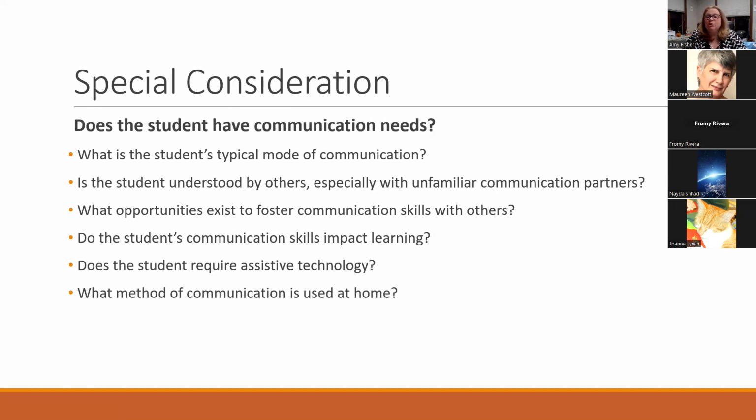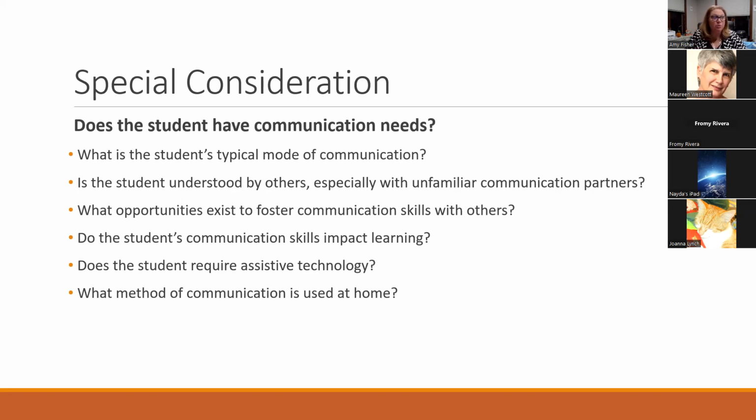Does the student have communication needs? Now, again, these are questions at the beginning of an IEP that typically you'll go through pretty quickly. But if there's a chance that one of these questions does apply to your learner, I suggest that you slow down and take a moment to make sure that it's being fully considered.